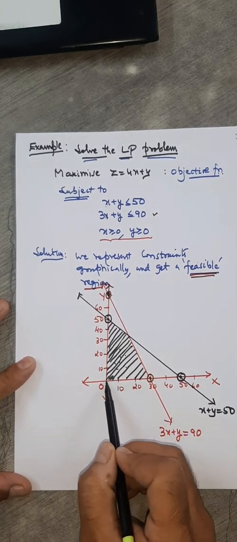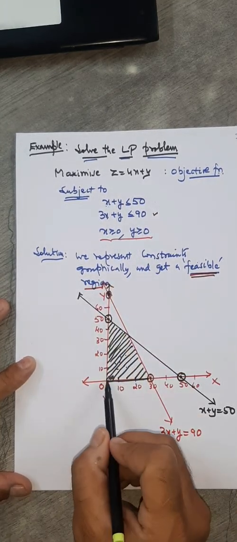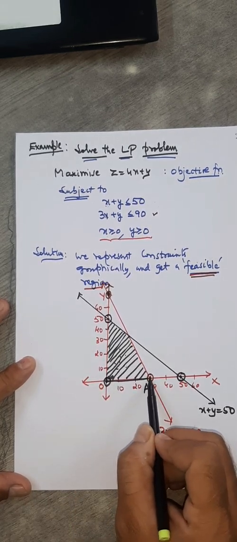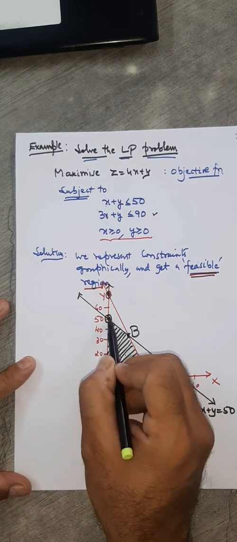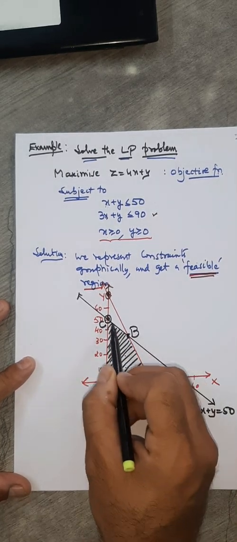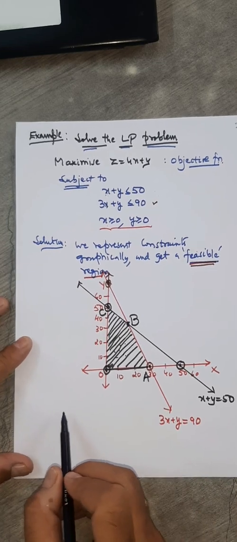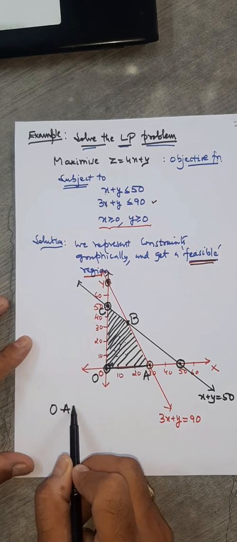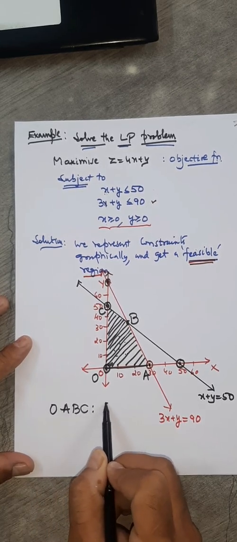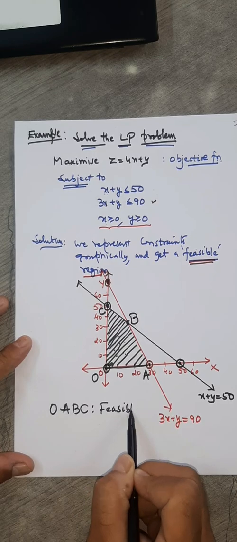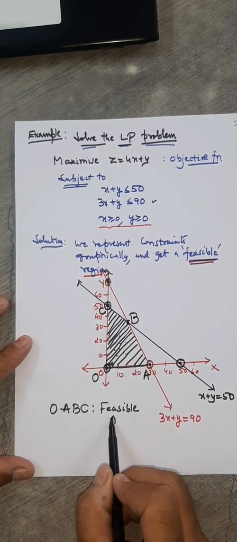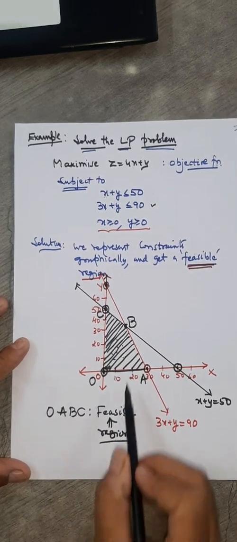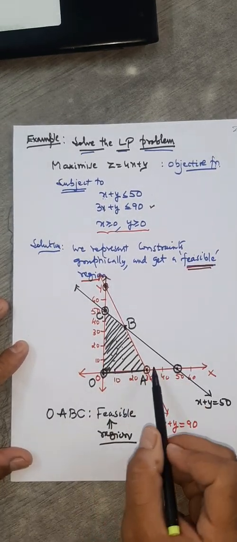Why are we concentrating on the first quadrant only? Because of these two conditions. So this is the region. If I call this O, this A, this B, and this C, then O, A, B, C is the region. This is the feasible region. Feasible region means solution region; feasible means common or possible. So the solution must be within this region only.